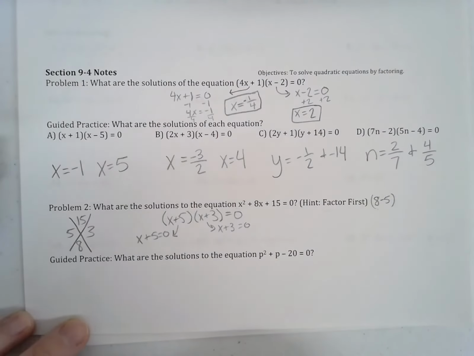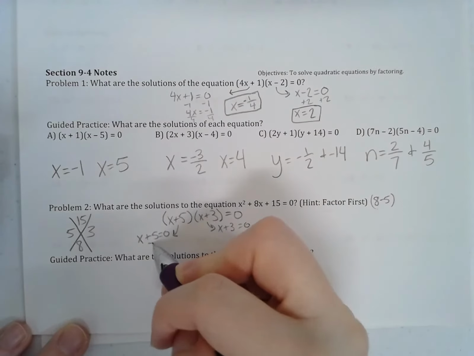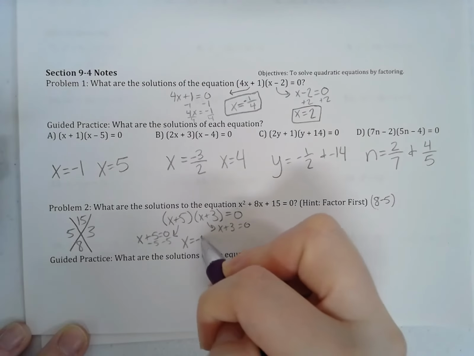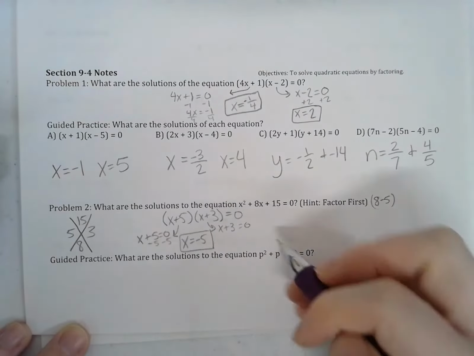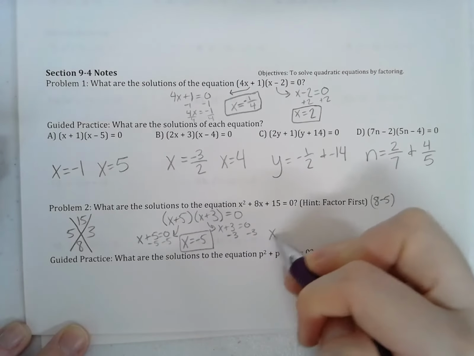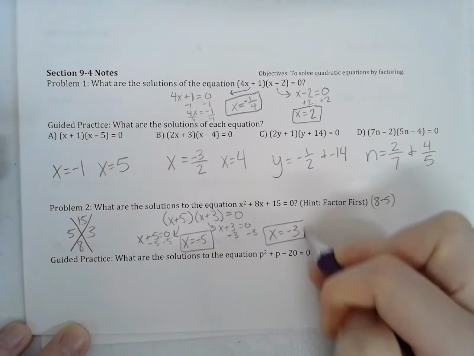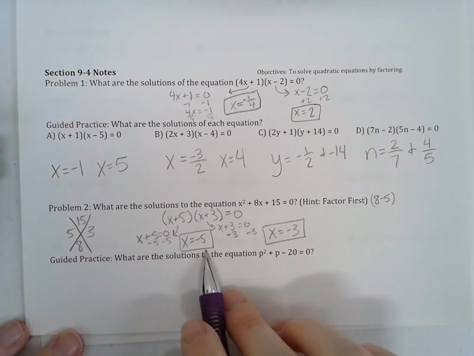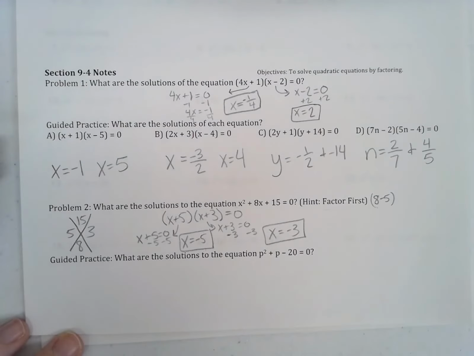Once they're both set equal to 0, then I solve. So on this side, I'm going to subtract 5 from both sides. So I'll get x to equal -5 as one of my answers. On this other side, I'll subtract 3 from each side, so I'll get x = -3. So my answers are going to be x = -5 and x = -3.